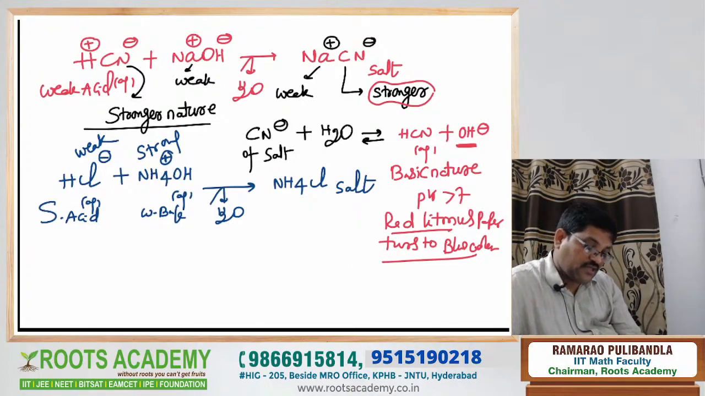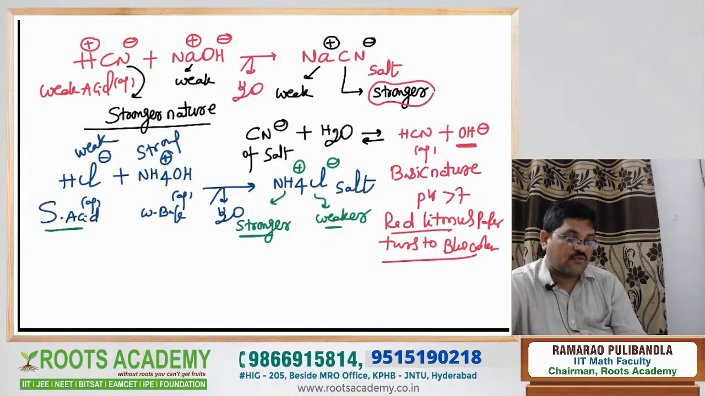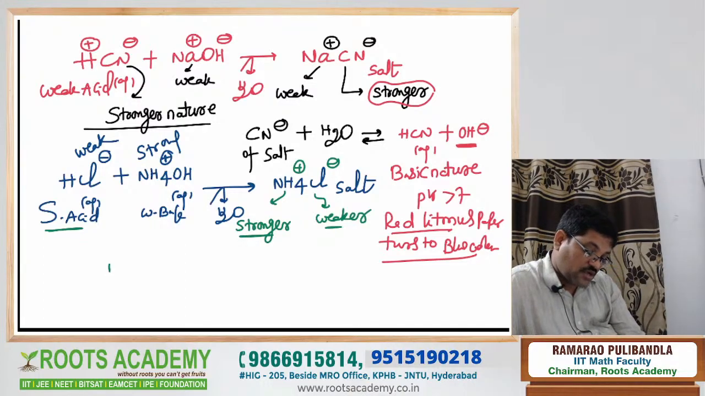Now you tell me, in the salt ammonium chloride, the ammonium cation is of stronger nature, whereas the Cl- ion is of weaker nature. Why is the Cl- ion weaker? Because it comes from the strong acid HCl. Why is the NH4+ ion stronger? It comes from the weak base ammonium hydroxide. Therefore, the cation of the salt, being of strong nature, hydrolyzes the water.